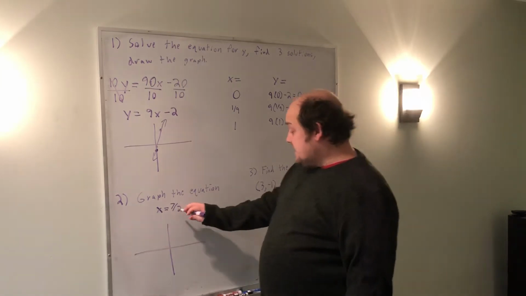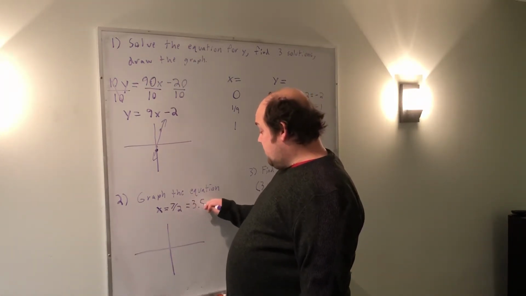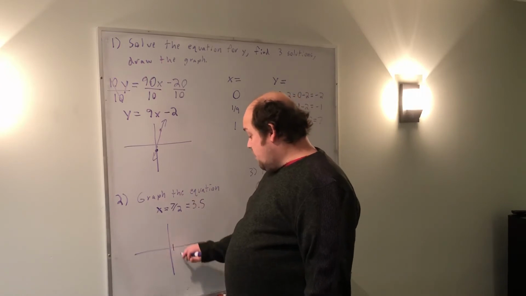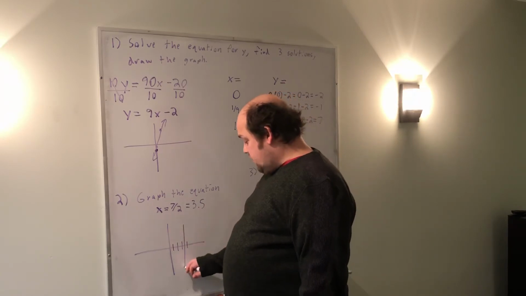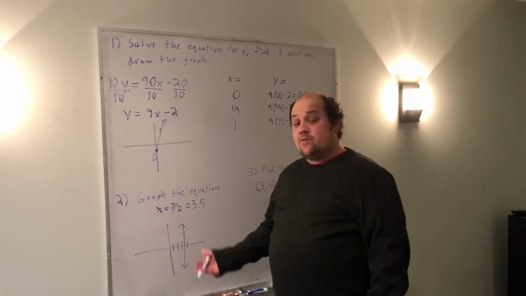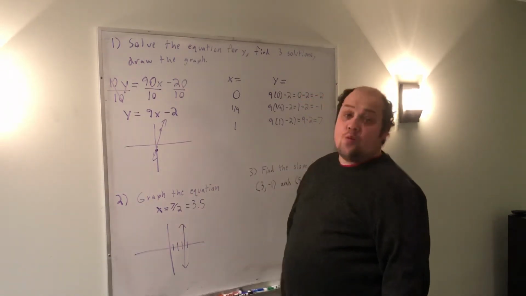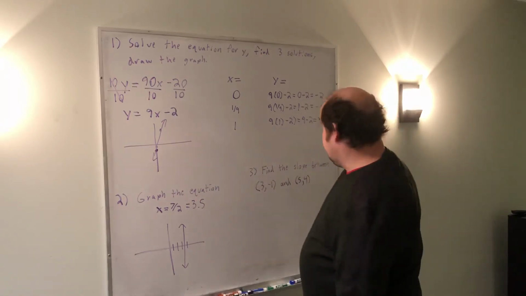In this case, x equals 7/2. If I were to put that in my calculator, that would tell me 3.5. So I'd want to go over 1, 2, 3. Here's the mark for 4. In between these two, I'd want a vertical line going straight up and down. Again, x equals lines go up and down at that x coordinate. Y equals lines go left and right at that y coordinate.